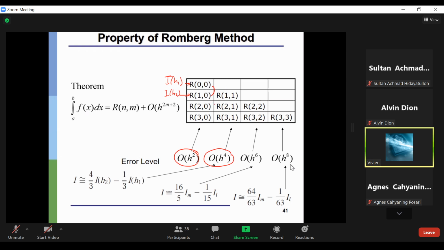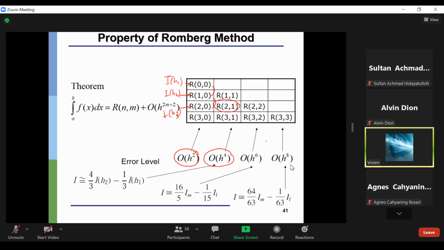Again, we can combine as well here. For example, we want to use 2 segments, and then we want to compare with 4 segments, for example, here. Yeah. So here we can find the new value, which is R21. So R21 will be 4/3 of R20 minus 1/3 of R10. Yeah. So that will be the higher order integration value with more segments.